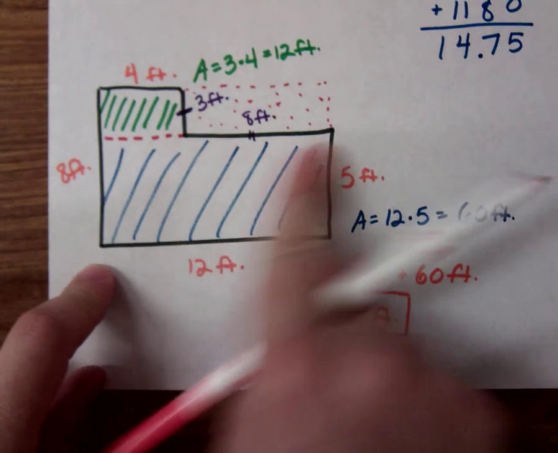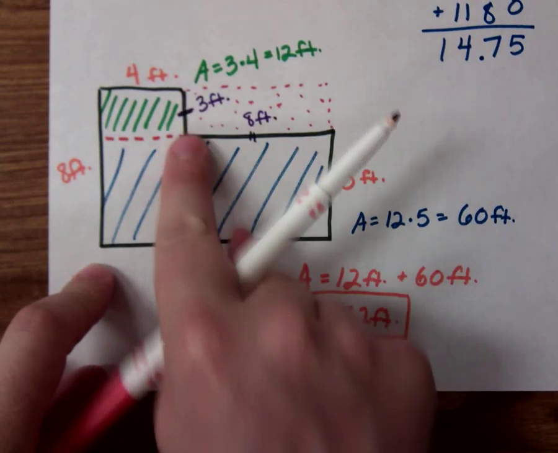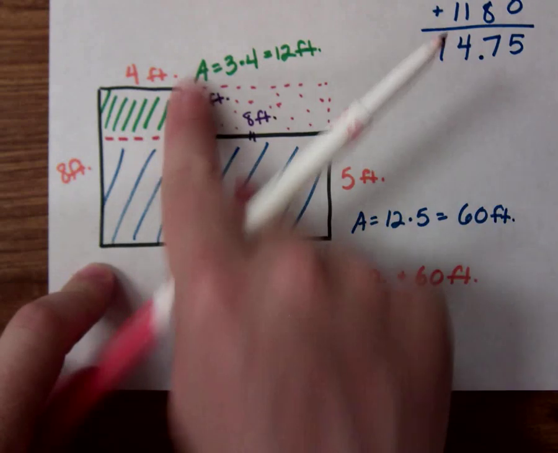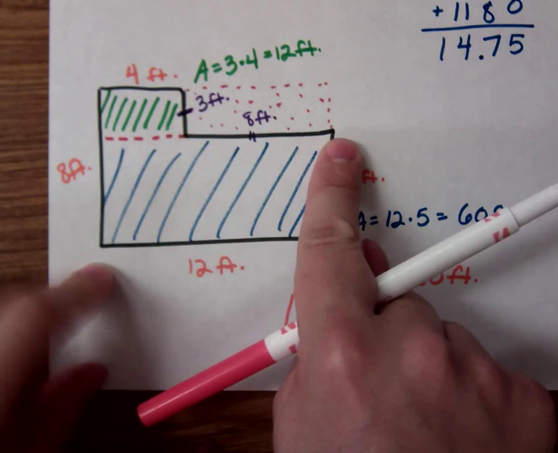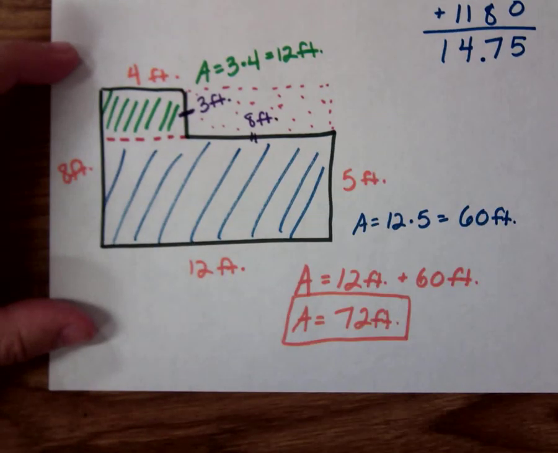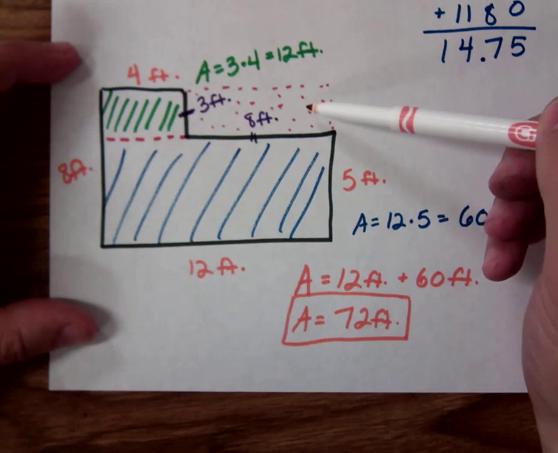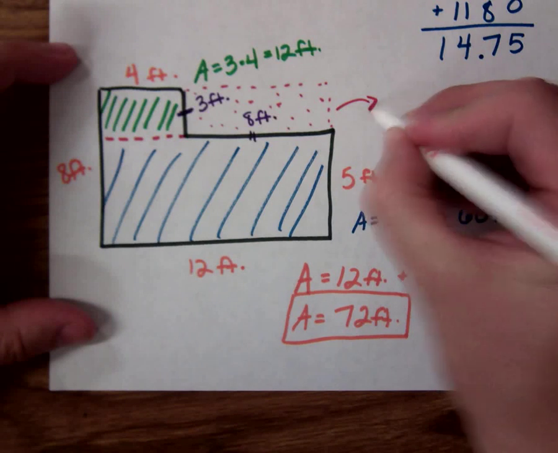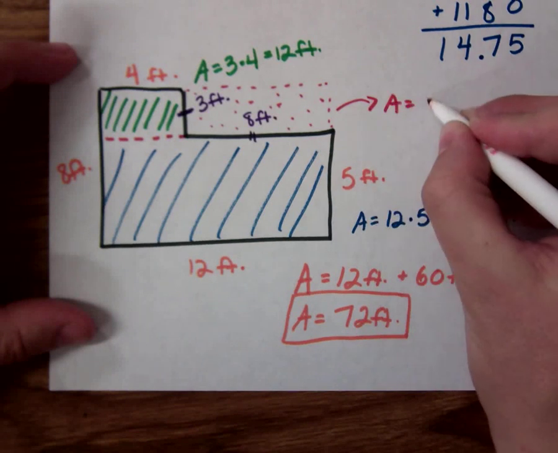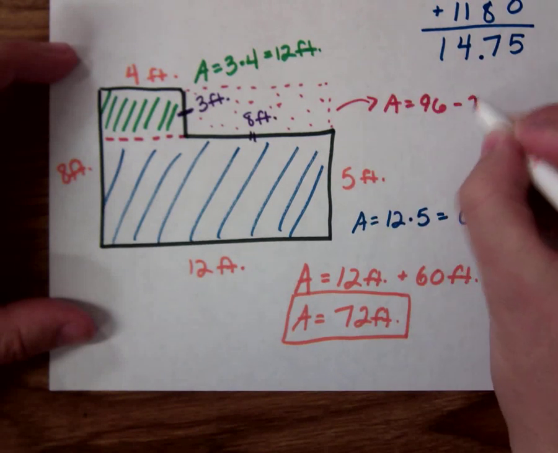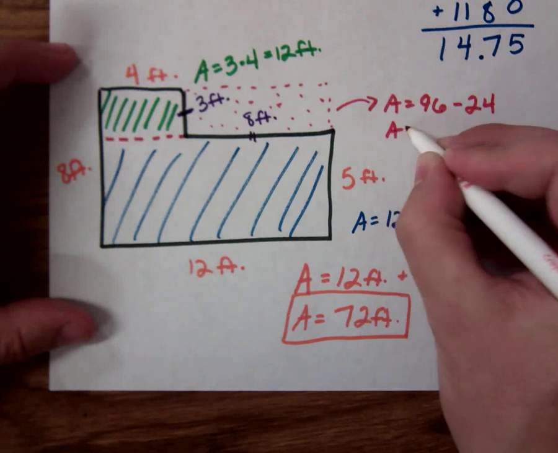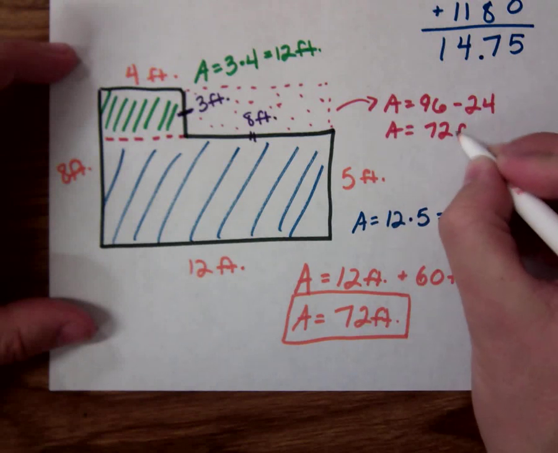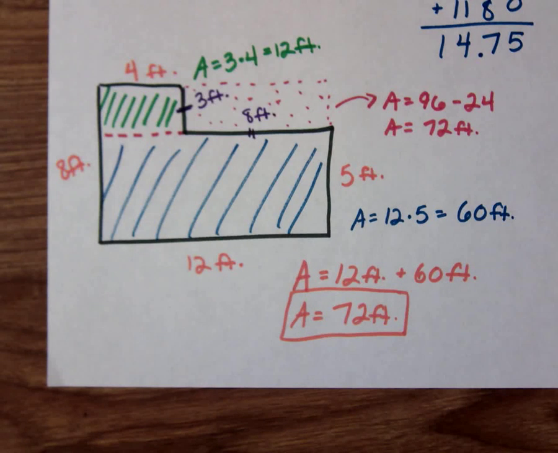But we know the area of the red chunk because this is 3 and this is 8. So 3 times 8 is 24. So you take the area of the whole thing, which is 96, and subtract the little rectangle, which is 24. So the area could also be 96 minus 24, which is 72. Very creative way to get that answer. Very well done.